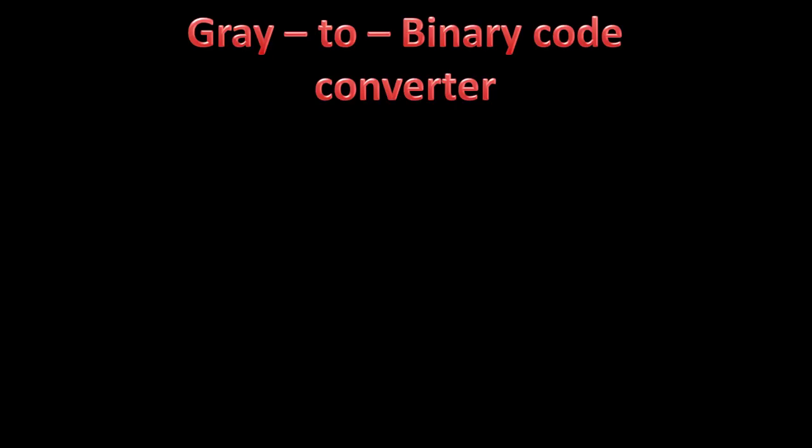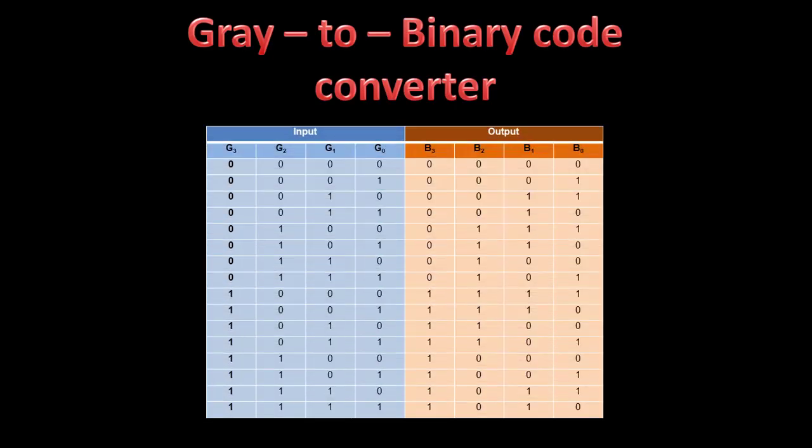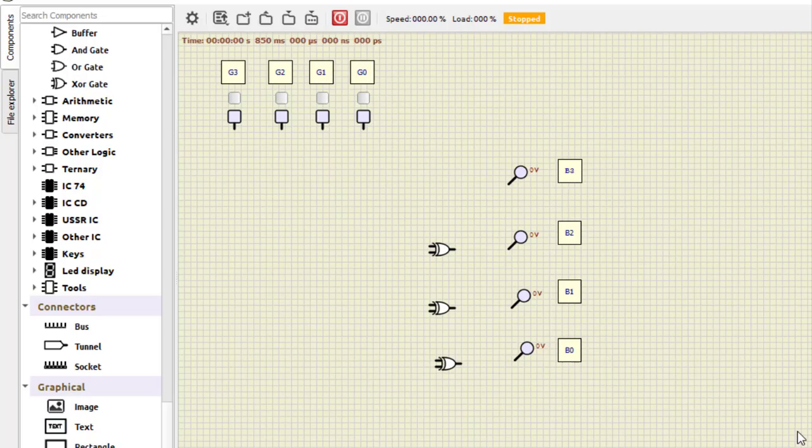Next, this is the truth table. So on the left side we have the inputs G0, G1, G2, G3, the gray code inputs, and on the right side we have the outputs B0, B1, B2, B3. So there are 4 inputs, so we have 16 combinations, and this is what output we get. So in order to design the circuit, we need to get 4 K maps, one for each of the output bits.